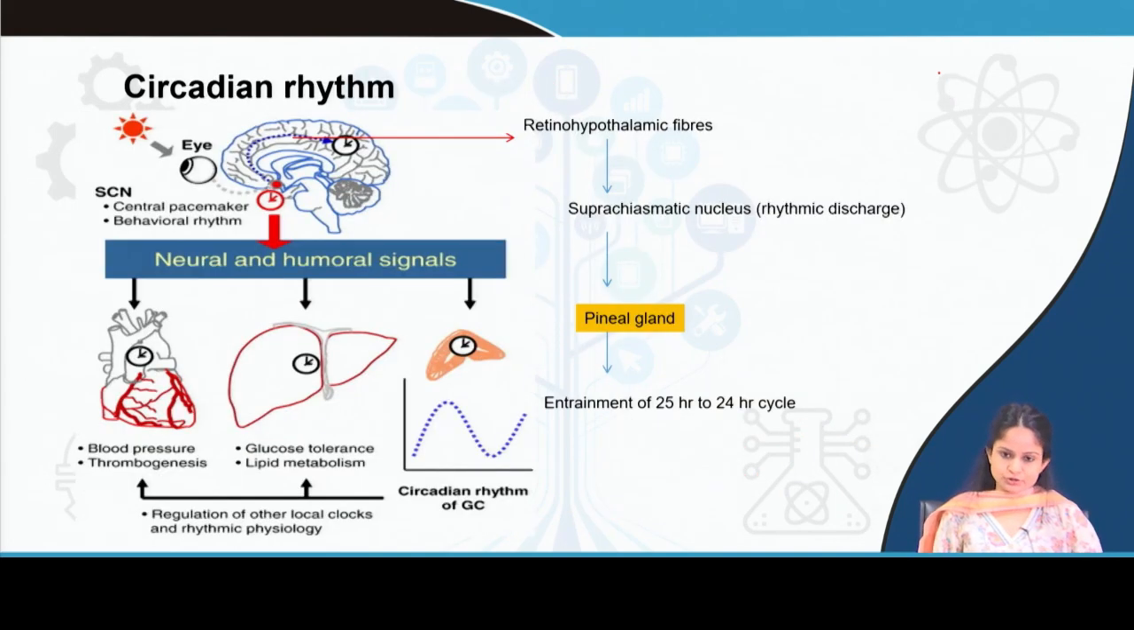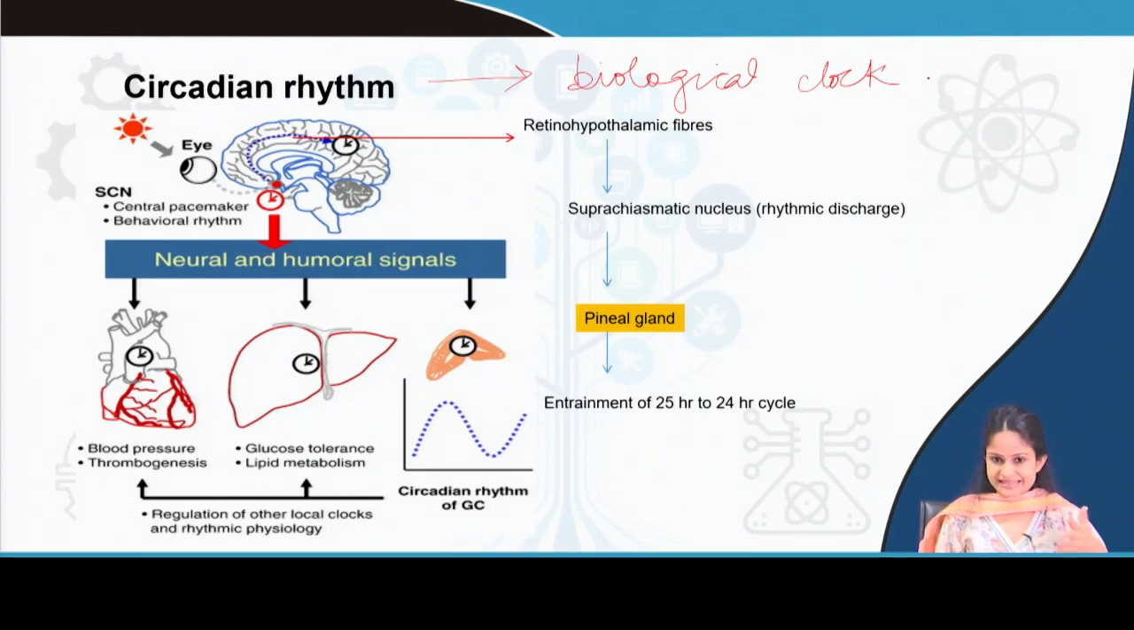Now coming to the last function of the hypothalamus, this is maintaining the circadian rhythm. Now what is circadian rhythm? Circadian rhythm is the biological clock. Biological clock means there is a 24-hour cycle which goes on in our body. For example, if my body temperature usually gets raised at 6 p.m., then the next day also, at the same time, 6 p.m., my body temperature will get raised.